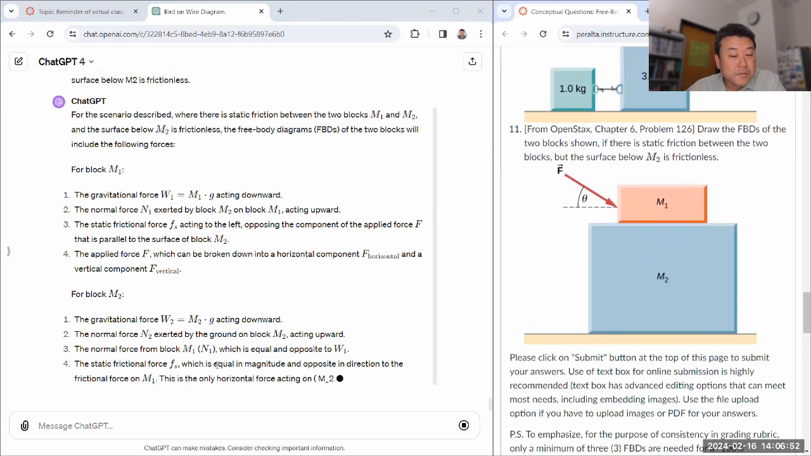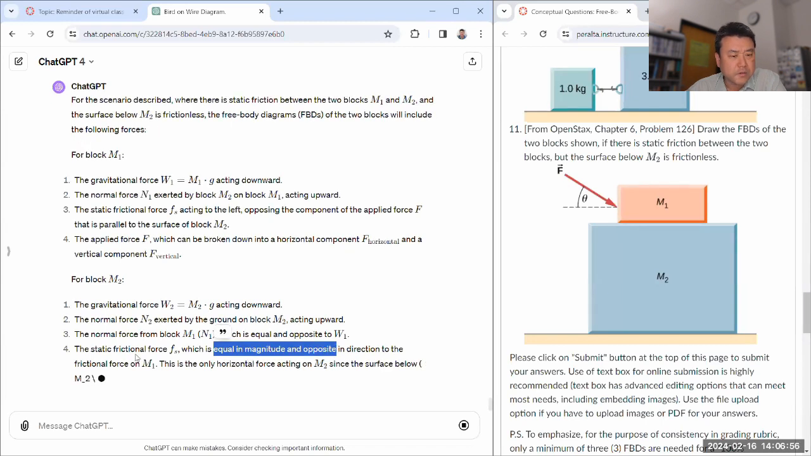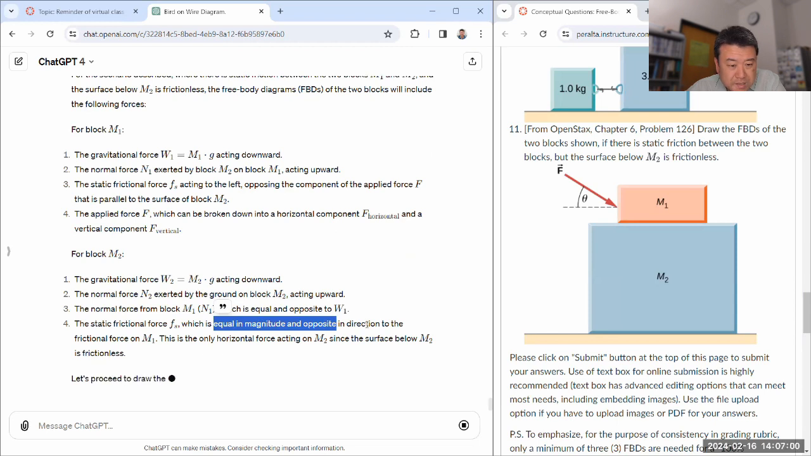Static frictional force. Yeah. So equal, I'm sure that's in reference to Newton's third law. So it's going to be in the opposite direction. So that should be to the right. Let's look at the figure to see if it actually got it right. That it's opposite in direction to that. So opposite to left, right.